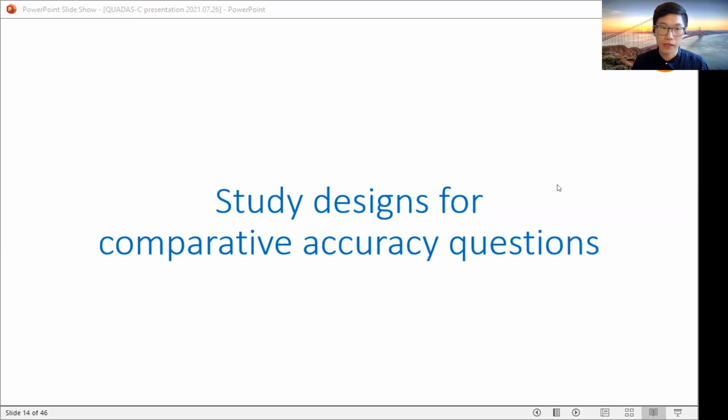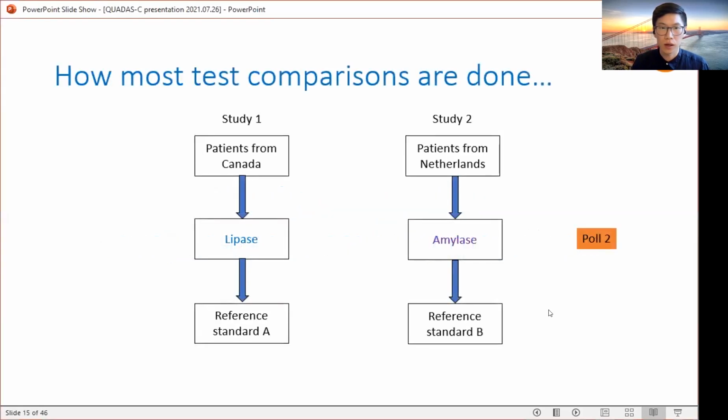So staying in comparative accuracy, I would like to carry on describing some often used study designs for answering comparative accuracy questions. First of all, this is, sadly, the most frequent way test comparisons are done nowadays. Here we have two studies. Study one is evaluating lipase, study two is evaluating amylase, and they have different types of patients, as you can see. Also different reference standards. And I have a poll question for you.